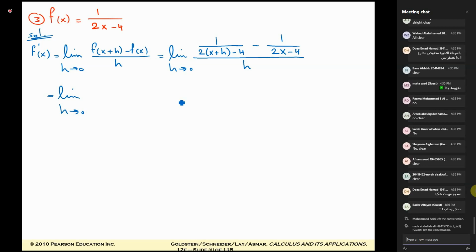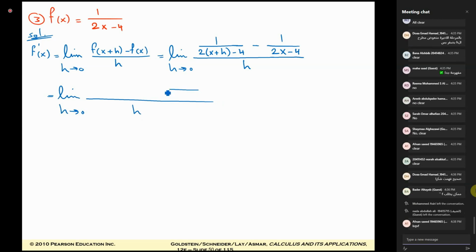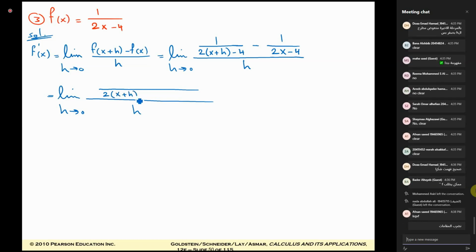Okay, if two fractions are subtracted from each other, we want to convert them into one fraction. Now I will show you why. We multiply the denominators together, multiply the two denominators: 2x plus h minus 4 multiplied by 2x minus 4, and cross product. So we have 1 multiplied by 2x minus 4 and negative 1 multiplied by 2x plus h minus 4. All of these over h like this.